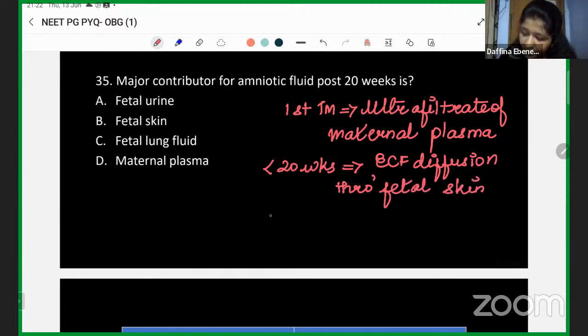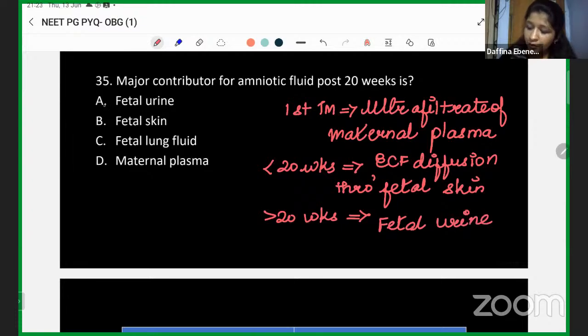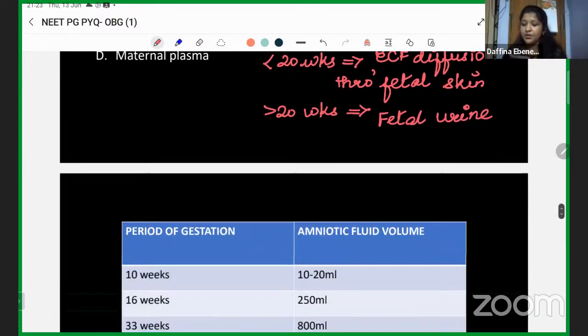More than 20 weeks, keratinization of the fetal skin will occur. So there is formation of skin barrier. So extracellular fluid can no longer come outside. So the main source post 20 weeks is going to be fetal urine. So main contributor post 20 weeks is fetal urine.